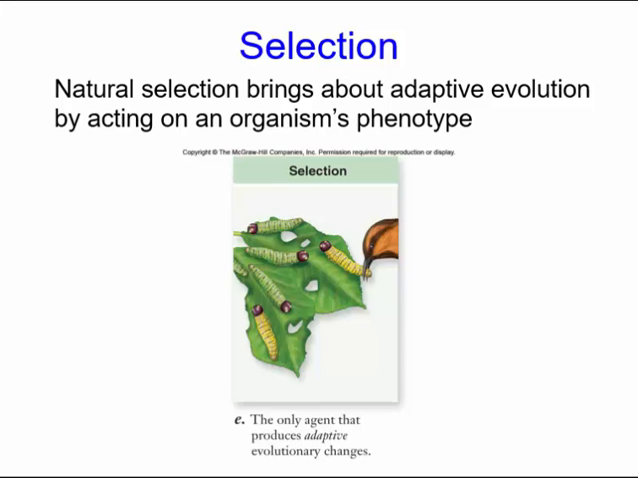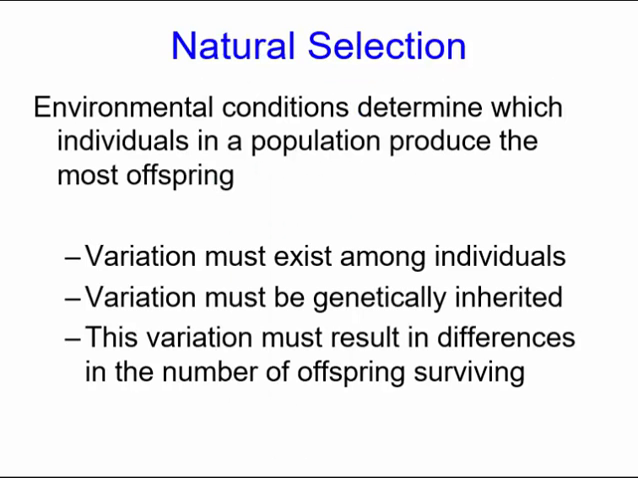Natural selection brings about adaptive evolution. This is the only one of these forces of evolution where we see adaptive change. Now, remember this slide: variation must exist in the population. If you only have one phenotype, you're not going to have selection because they're all the same. That variation must be inherited, so it's got to be heritable, and it must result in differences in number of offspring. That's biological fitness, and we'll talk more about that shortly.